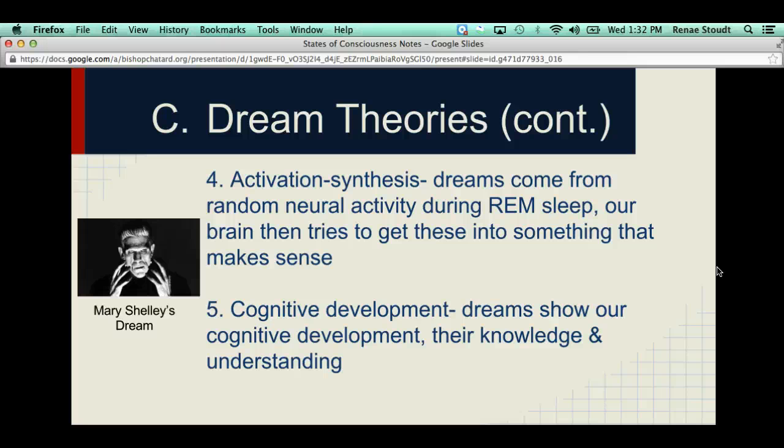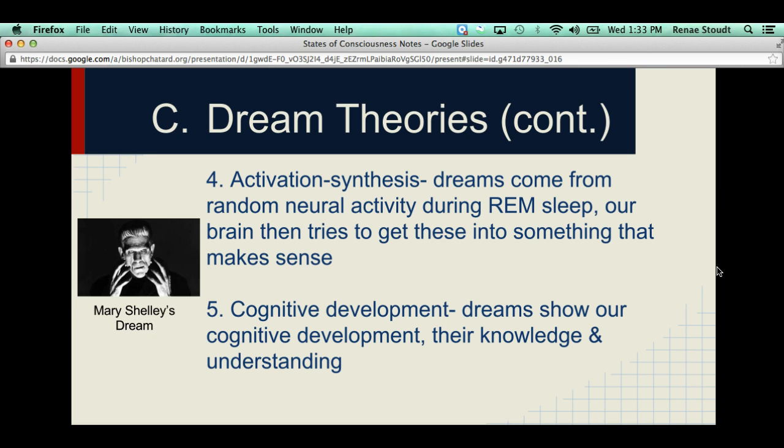So the activation synthesis theory would analyze her dream and say that the reason she dreamt this was because she had these random neurons firing, and that's why the whole coming back to life thing, and her brain is trying to process and make sense of it, and so that's why it put together her child and coming back to life. So it's just kind of a bunch of randomness.